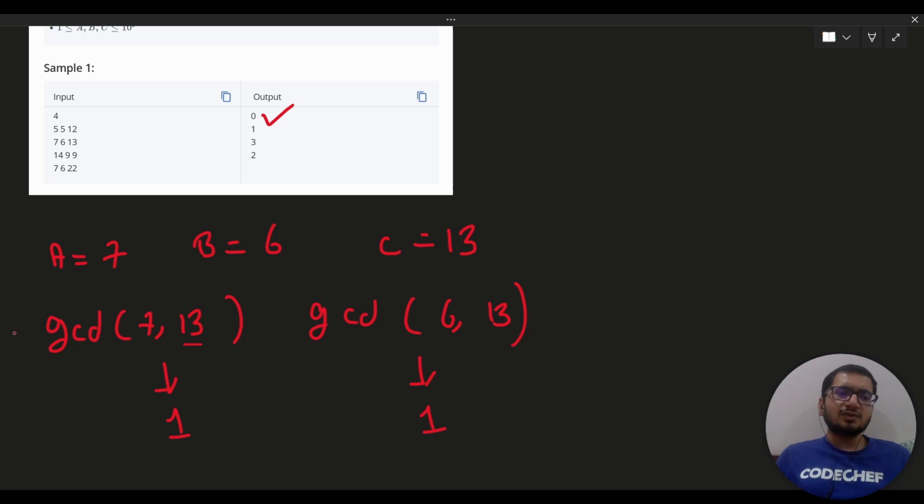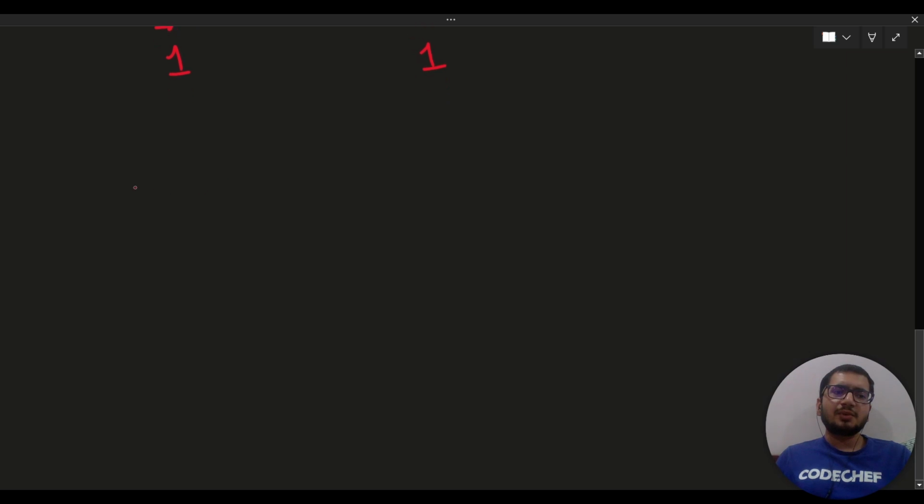Now, this is the first operation. Just by performing the first operation, both the values are now equal. Therefore, it was required of us to only perform one operation. Let's see how we can approach the solution.